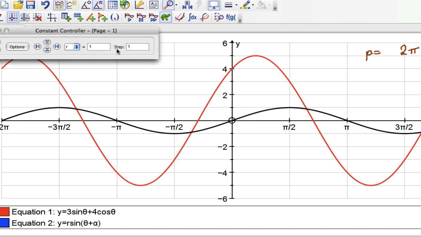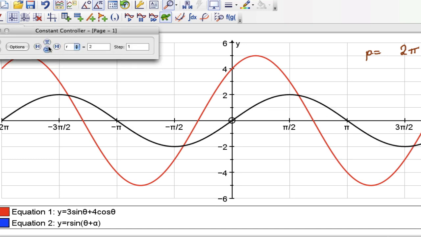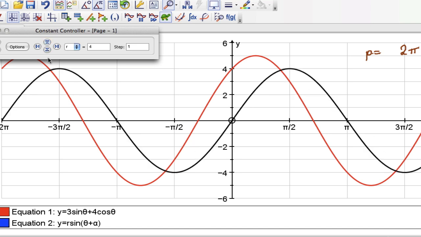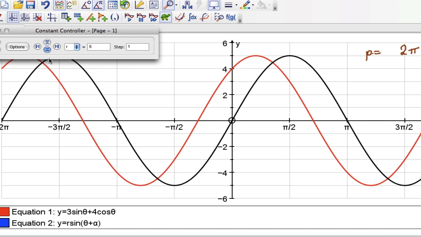I'm going to move r up in steps of 1. That's stretching upwards like I want. R is 3. R is 4. R is 5. That seems to be exactly the right height. Can I change alpha now to make it move backwards so it's exactly in line?